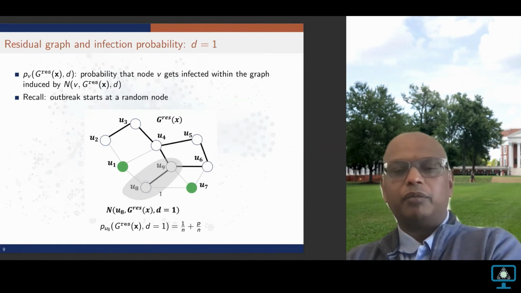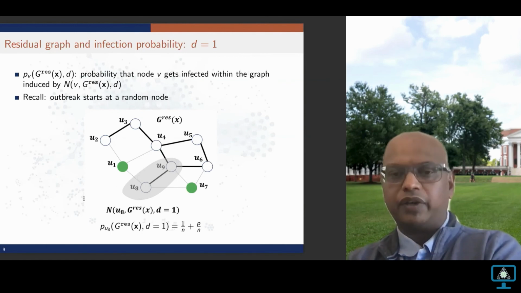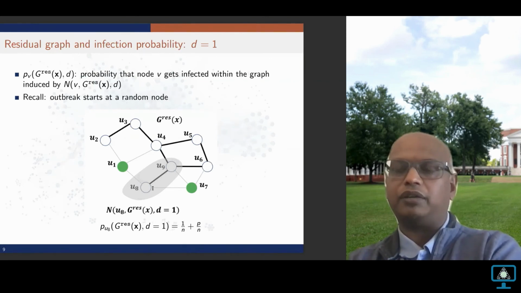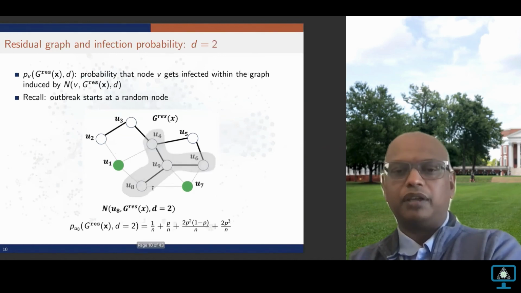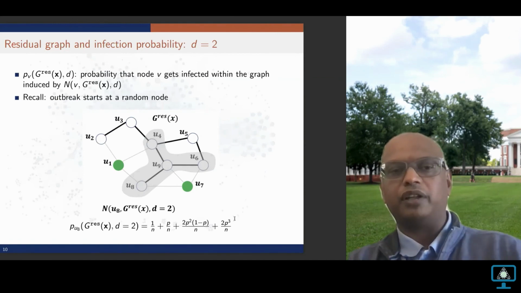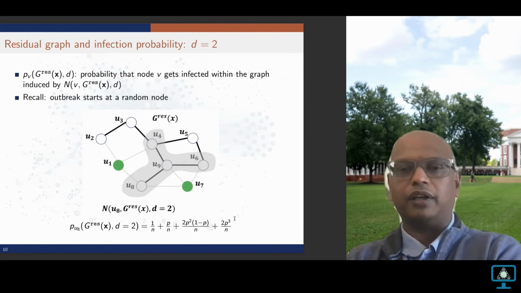So we'll basically define the probability for a node as the probability that it gets infected on the graph restricted to this 1-neighborhood. In this case, for U8, the probability is 1/n if it itself was the source, and then p times 1/n if U9 is the source and the disease spreads from U9 to U8. And similarly, if D equals 2, then this is the 2-neighborhood for U8, and you can work out the probability that this node would get infected in that.